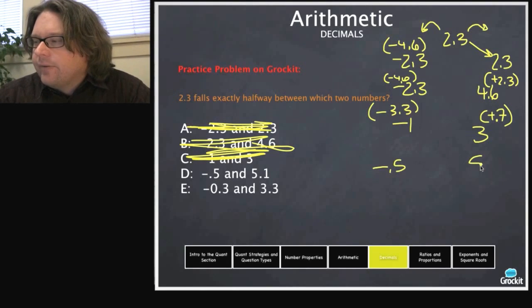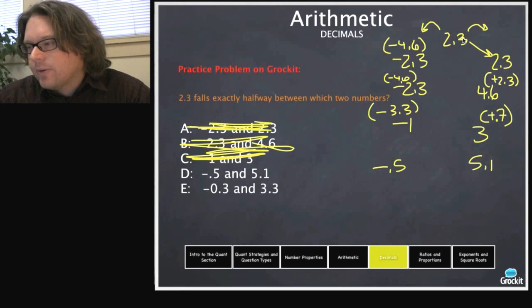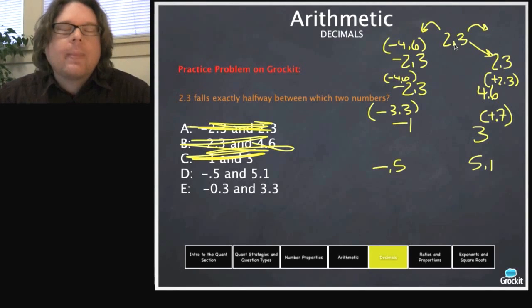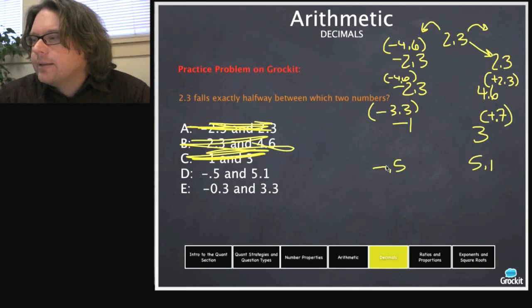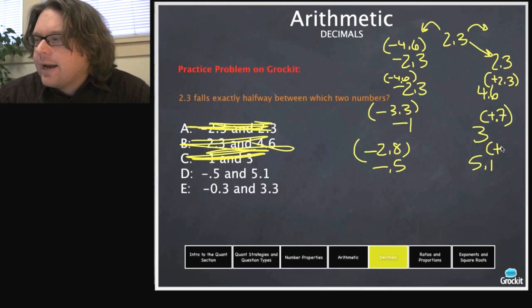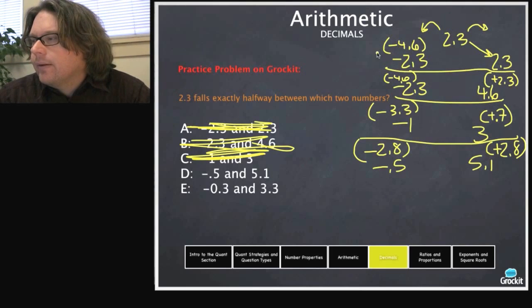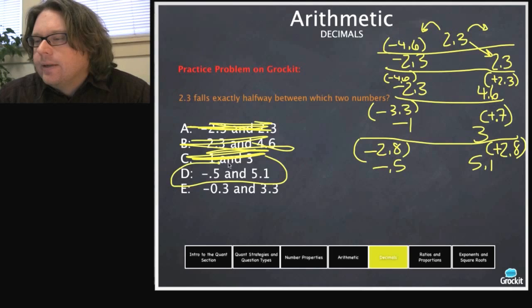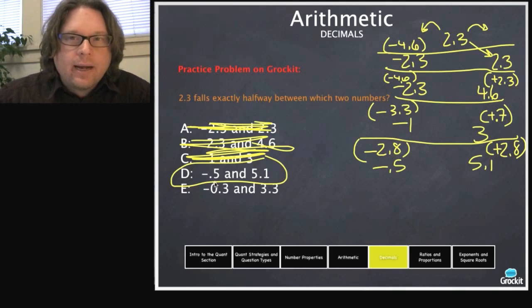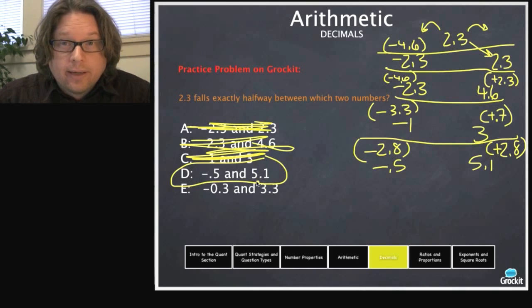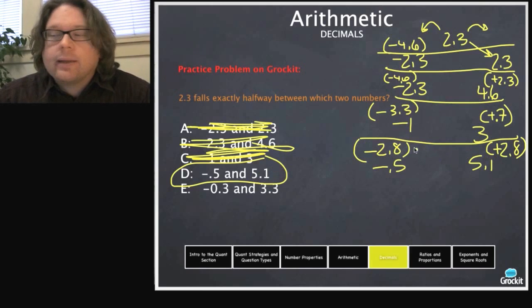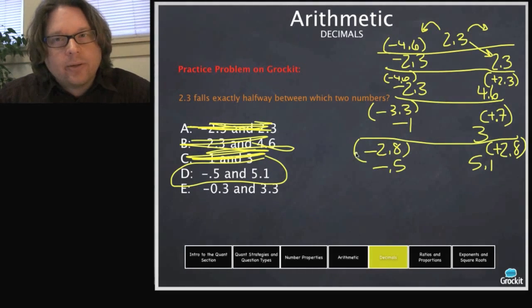Negative 0.5 and 5.1. So to get here, we subtract 2.3 and then another 0.5 on top of that. So this is minus 2.8. To get here, it's very interesting here. You simply add 2.8. 2.8 plus 2.3 equals 5.1. So let's keep these separate. Clearly it is this one. 2.3 is exactly halfway between negative 0.5 and 5.1, even though the two numbers don't look anything alike. We had to correctly add and subtract decimals, though, on both sides to make sure we got it.